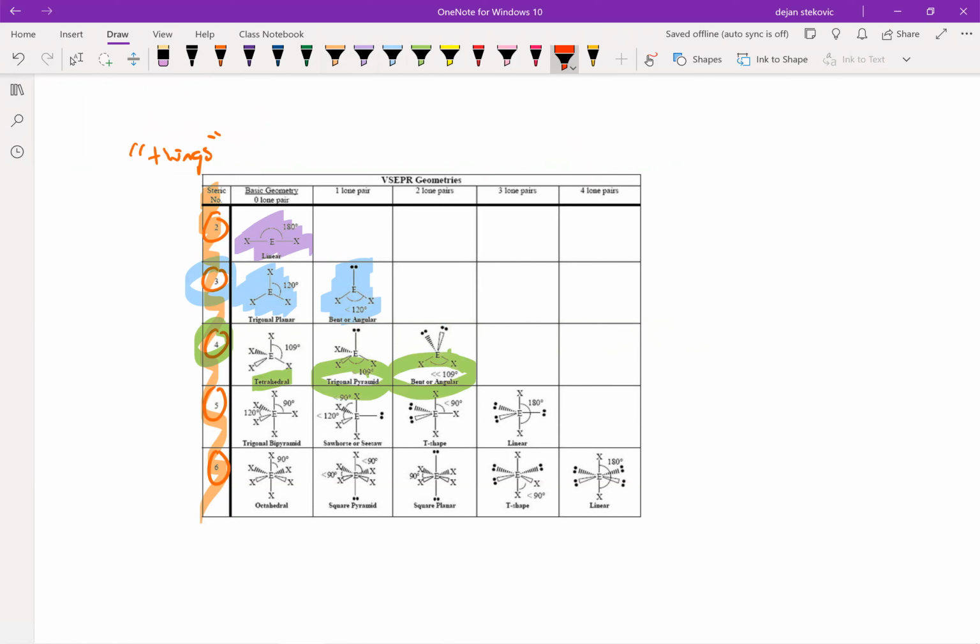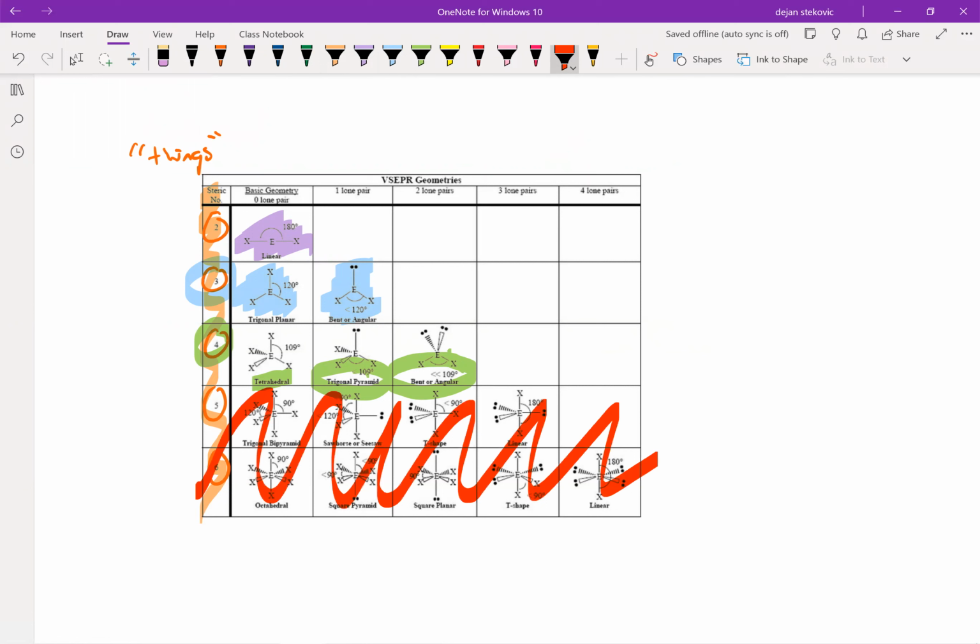You can see below that we can have more shapes, but we're not going to cover those because those require more than an octet for the central atom. And then you'll cover that in 101.